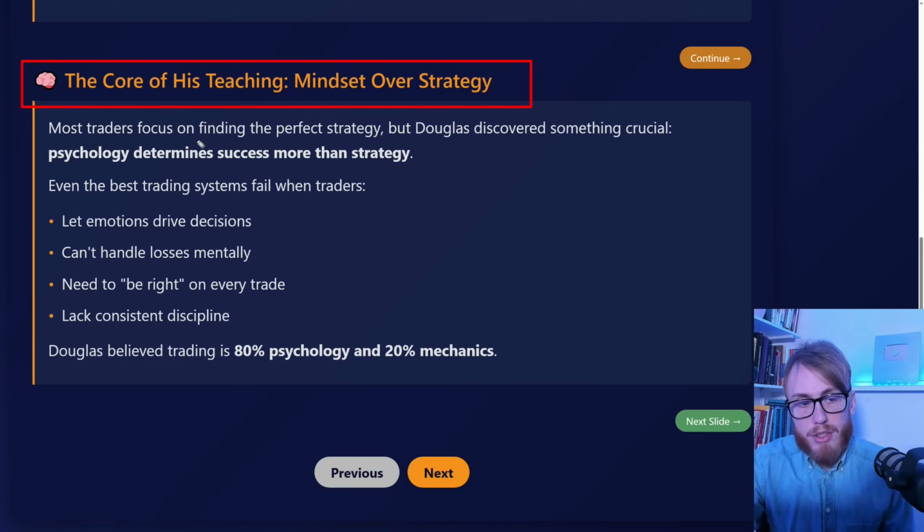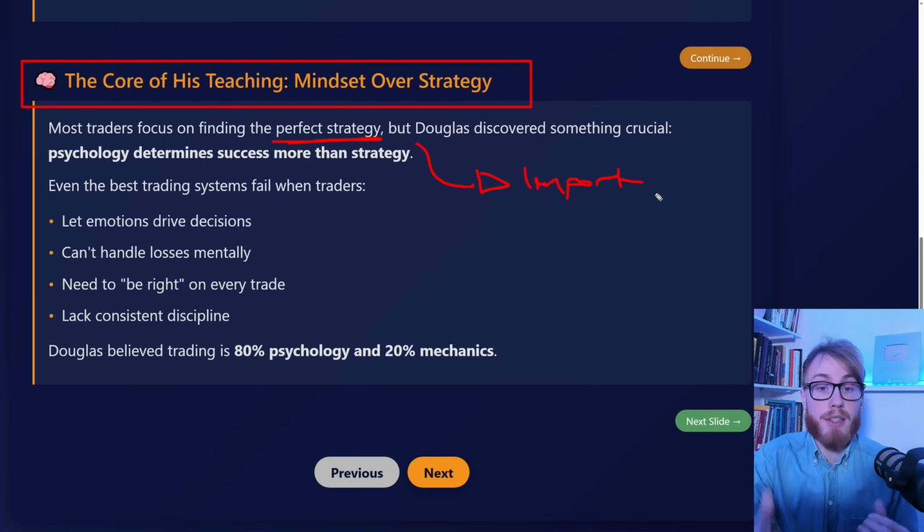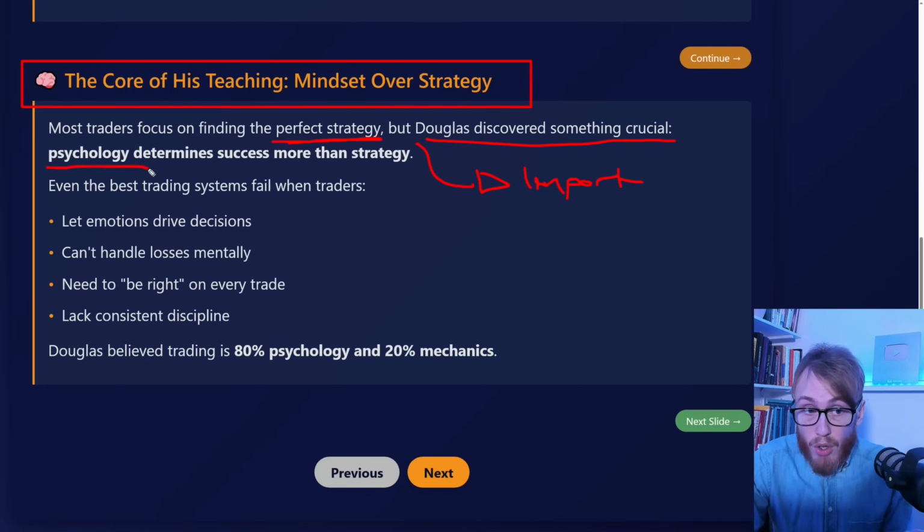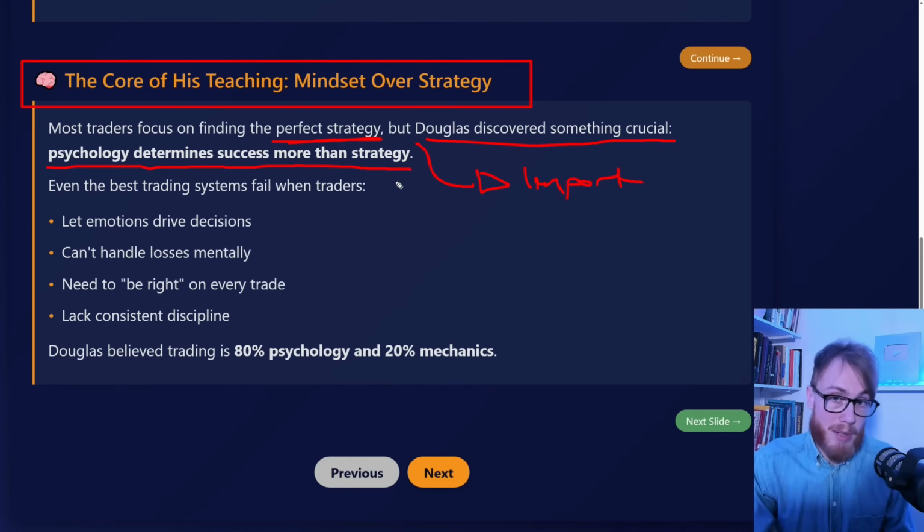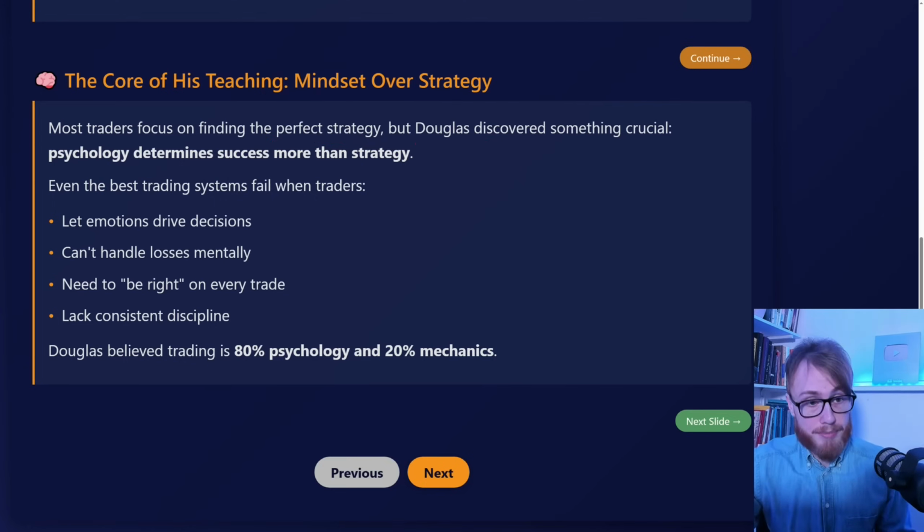Well, most traders focus on finding the perfect strategy, and don't get me wrong, this is very important, because in order to win in trading, you need to first of all have a good strategy. But what Douglas discovered was something very critical, that psychology determines success more than strategy, or at least this is what Mark Douglas said. I wouldn't say that psychology is more important, but I definitely agree that it's very important. So here, Douglas and I have a little bit of a different view, but nonetheless, trading psychology is very important.